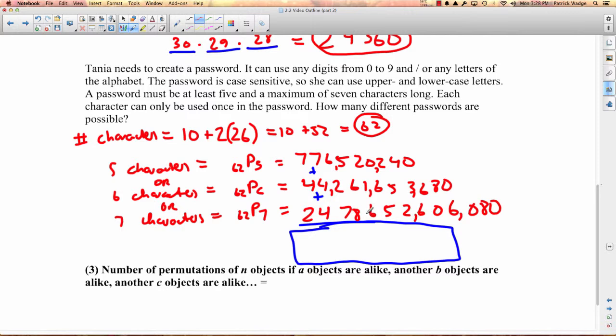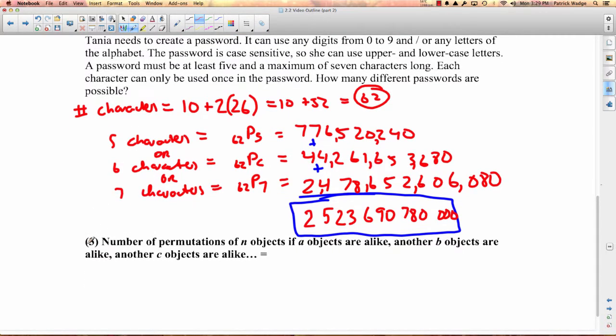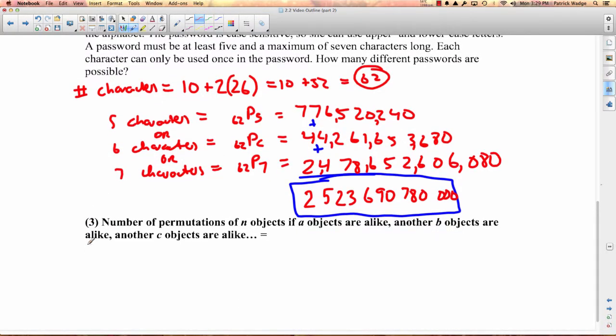I hope I know how big this number is. What's this? This is thousands, millions, 2 trillion, almost 2.5 trillion. You add those all together, you get 2,523,690,780,000 different permutations. I feel pretty safe about my password. Mind you, with powerful computers, they could zip through those in a pretty short amount of time. Okay, that's it for today.